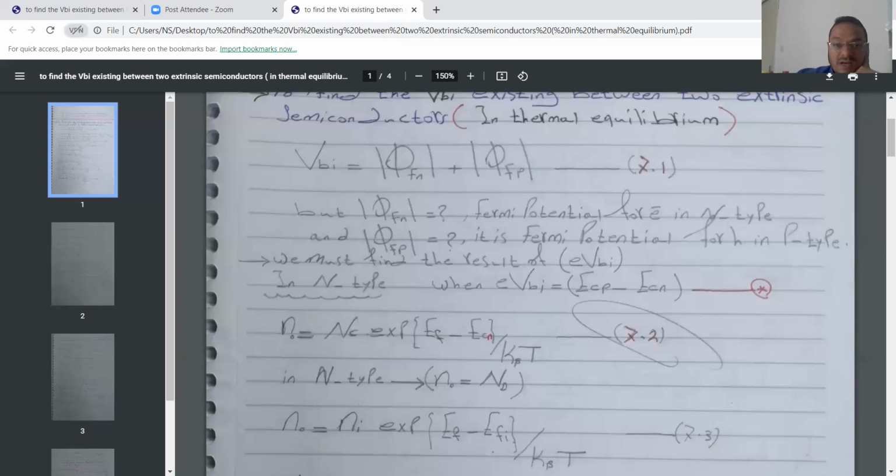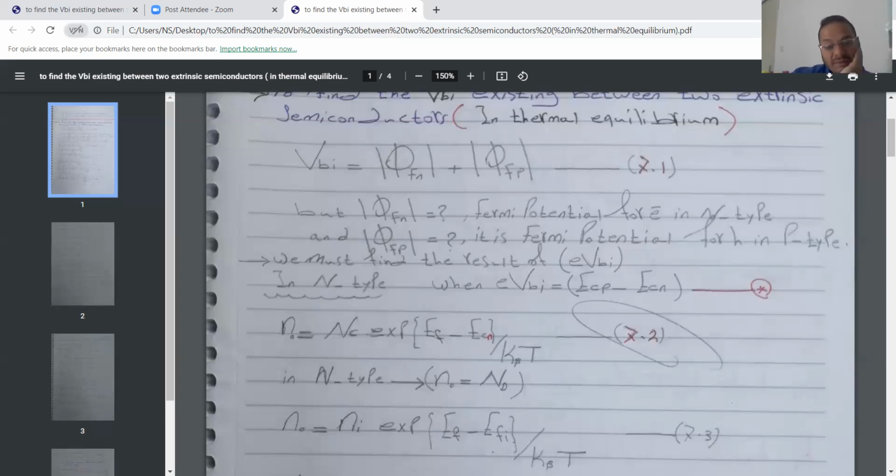Here, like we said before, VBI, the built-in barrier potential, is the difference between the conduction band of the P side and the conduction band of the N side. And the same thing for the difference between the valence energy band at the P side and the N side, and the same thing for the intrinsic Fermi level from the P side to the N side. Here, eVBI is the built-in electric potential energy, and the important element here, qφFp, is the Fermi potential for holes in the P-type semiconductor. And here qφFn is the Fermi potential for electrons in the N-type semiconductor.